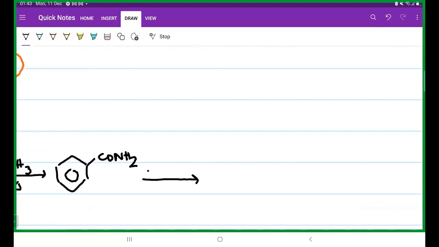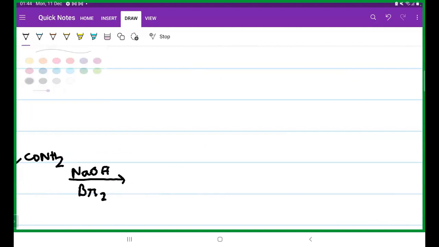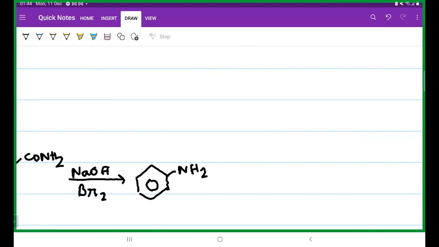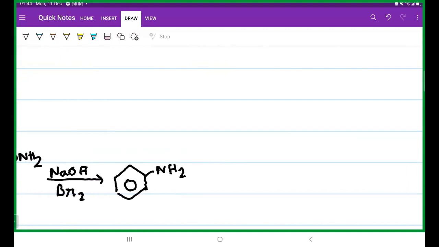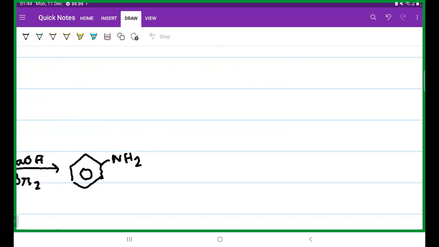After that, we have got this very typical Hofmann bromamide reaction. In the Hofmann bromamide reaction, CONH2 gets converted to NH2. You can check the mechanism on the internet. It's available everywhere. All right. After that, we have got NaNO2, dilute HCl, cold, and water. Now we have to do this quickly, right?